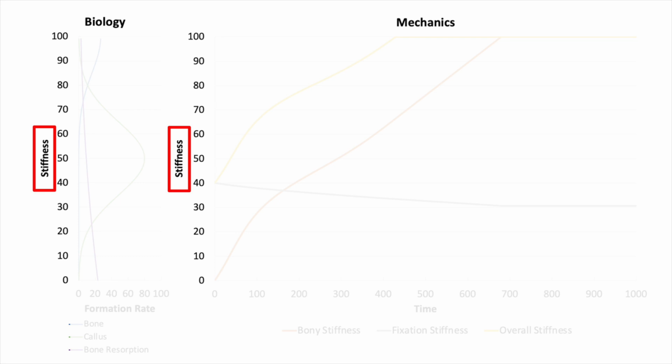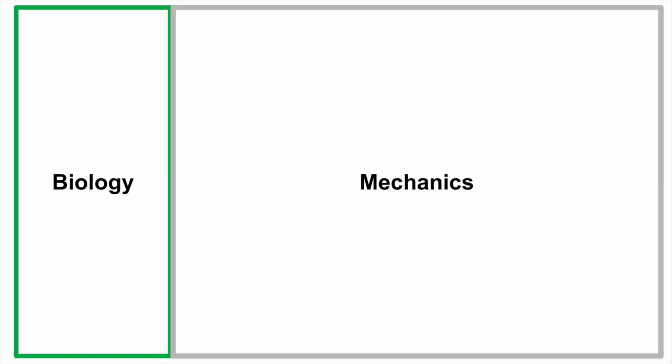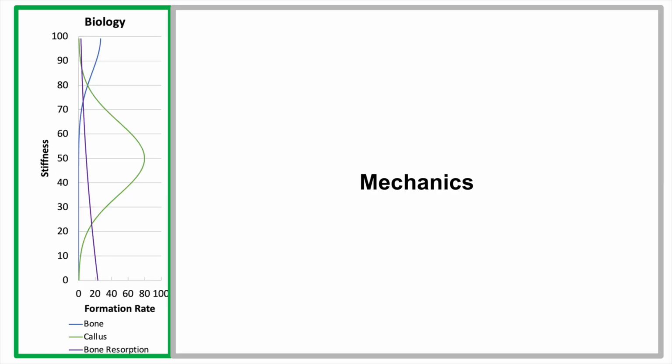One key thing to note is that everything in this model is based off the concept of stiffness levels, essentially how much motion is allowed in the fracture environment. The types of tissue that form and what happens to the fixation construct are all based off this concept. At its very core, this model consists of just two main pieces, a biology piece and a mechanics piece. Let's look at the biology portion first.